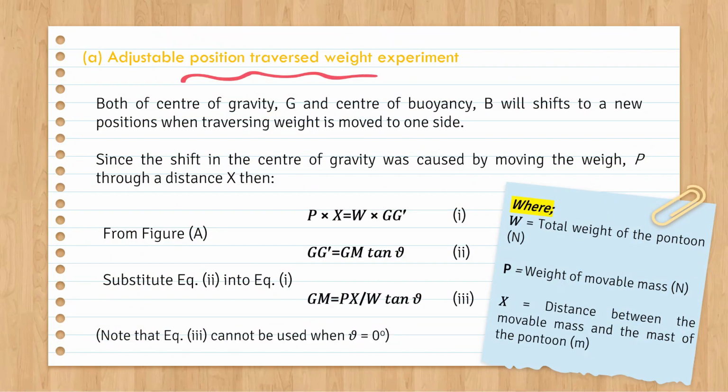Adjustable position traverse weight experiment. Both the center of gravity G and the center of buoyancy B will shift to a new position when the traversing weight is moved to one side. Since the shift in the center of gravity was caused by moving the weight P through a distance x, we got the first equation. From figure A, we got the second equation, and then substituting equation 2 into equation 1, we got GM equal to Px over W tan theta.